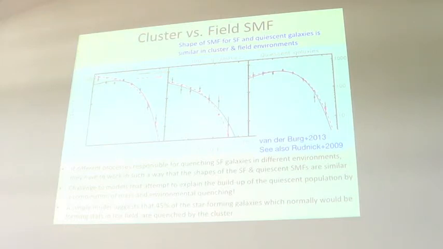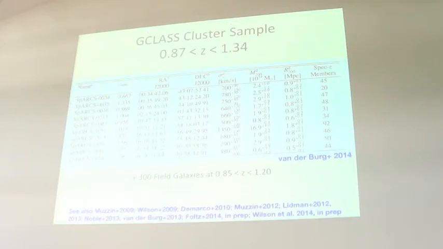Say again? The mass range? How massive are your clusters? Can't understand. What did you say? How massive are your clusters? The halo. Oh, it's just in velocity dispersion there. A few times 10 to the 14.